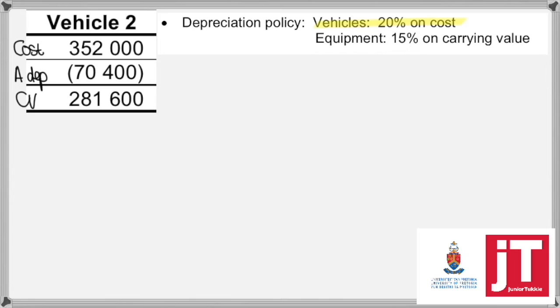Looking now at vehicle number 2, again, the depreciation policy, 20% on cost. So to find out the depreciation, this is an easy calculation. We're simply going to take the cost, which is 352,000, and we're going to times it by 20%.